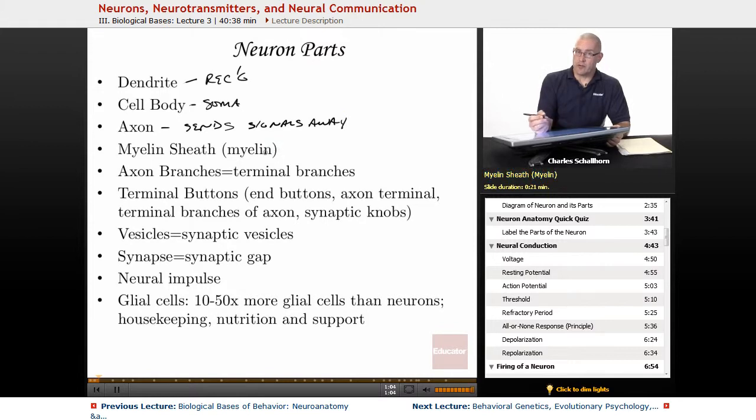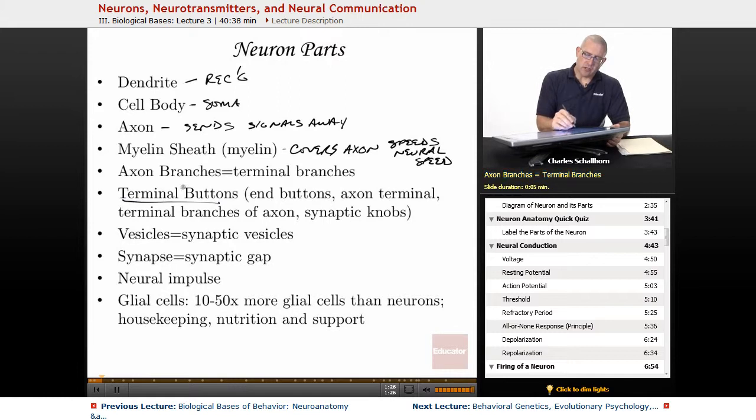There's the myelin sheath, or the myelin. Sometimes it's just abbreviated that way. And that covers the axon. What that does is it speeds up the neural speed. It increases the neural speed. It also protects the axon.